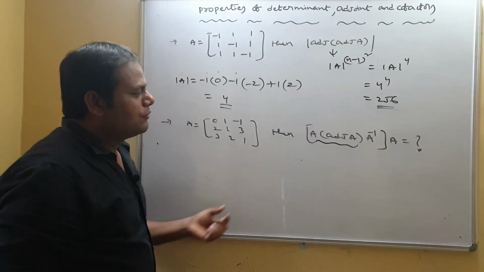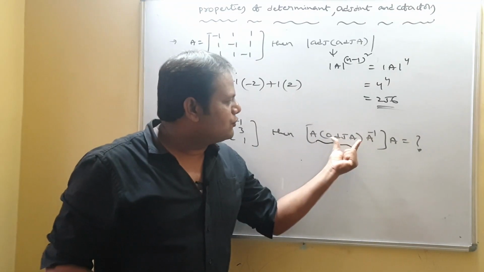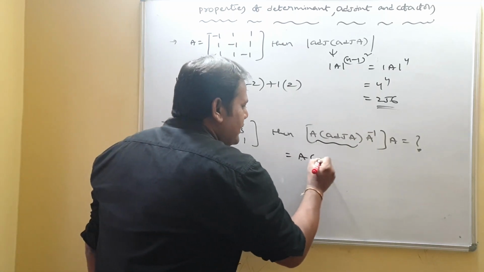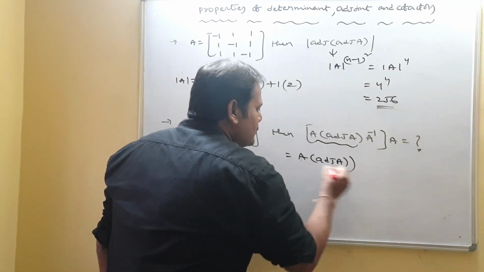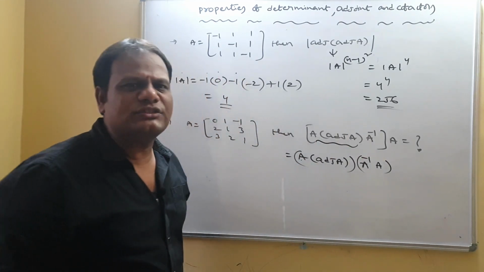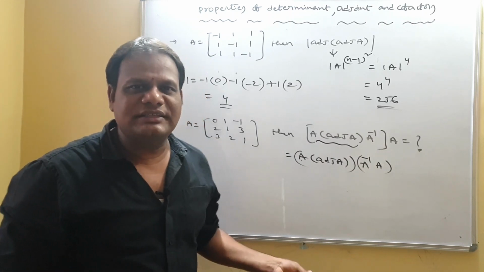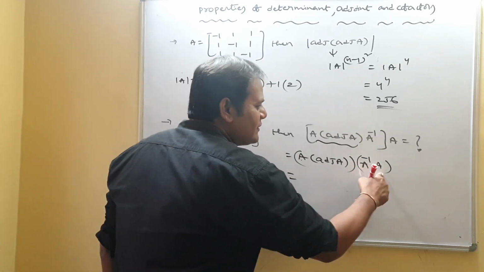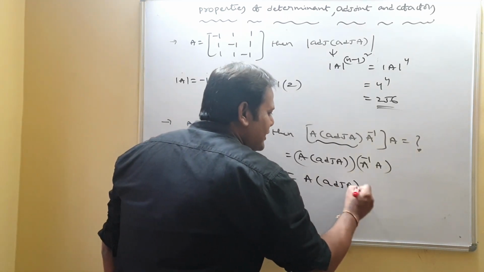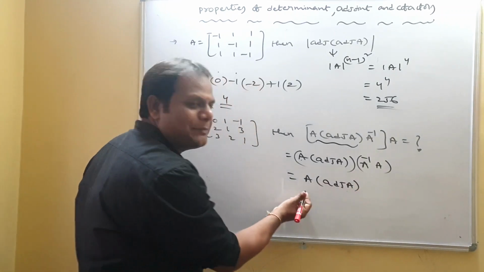Coming to this example, a matrix A is given, asking what is A into adjoint A inverse into A. So can I take it as A into adjoint A into A inverse into A? Yes, using the matrix associative property, you can write AB into C equal to A into BC, right? So here, what is A inverse into A? It is I. So what did we get? A into adjoint A into I. No need of taking that. If you multiply this matrix with I, you get the same matrix.